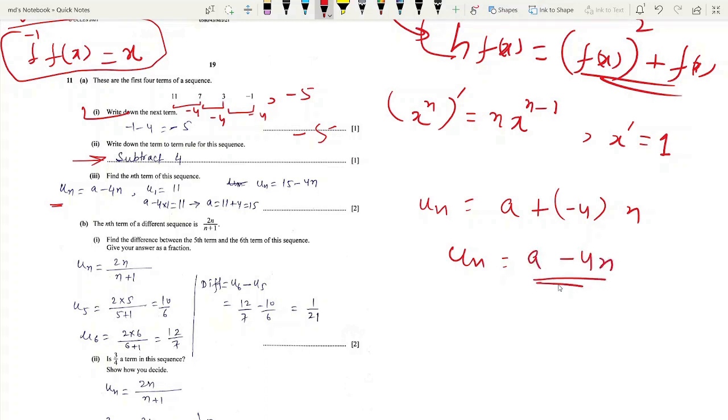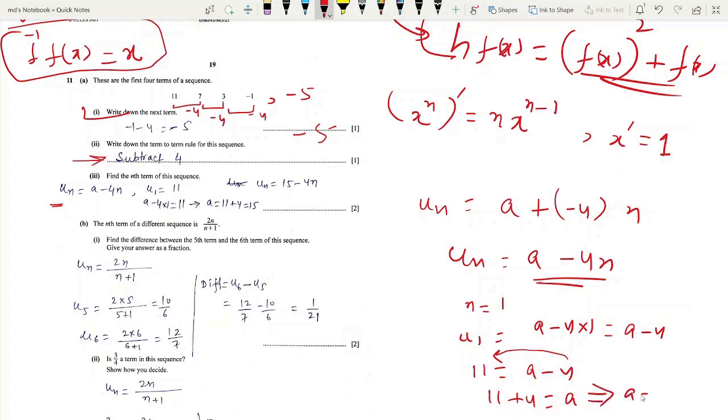This is the nth term. Now we have to find the a value which is not known. If you put n equals 1, then this is u1, and this is a − 4 times 1, which is a − 4. And u1 is given, I mean the first term is given to us, which is 11. So 11 equals a − 4. We can take this 4 to the left side. So 11 + 4 equals a, and that is 15. So here you can check, this is 15.